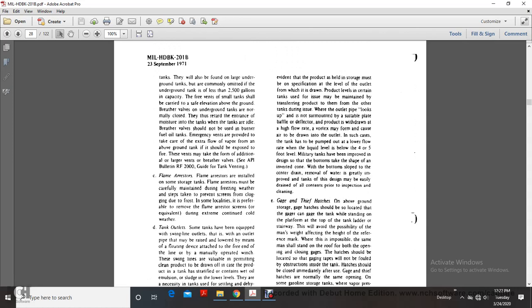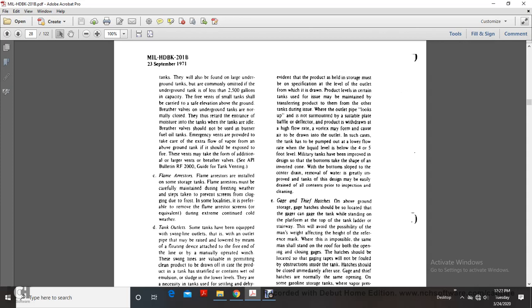Everything that the product with the help of the storage must be on specification level. The outlet with the withdrawn the product level the containment of the tanks of the issue with the maintain with the transfer product with them other of the tanks during the issue with when the outer pipe looks up and not surmounted with a suitable plate with the baffle deflected with the product with the withdrawn with a higher flow rate. A vortex may form with the column of the air being drawn outlet and in such a case with the tank with the pump the lower flow with the rate with the liquid level below 1 to 5 foot level.